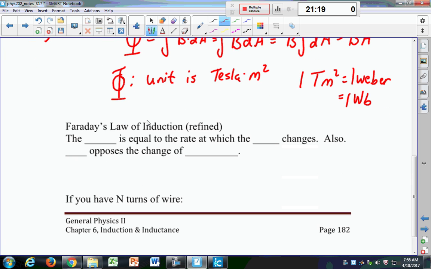It says that the EMF is equal to the rate. I've already said this, but just a little bit differently. It is equal to the rate at which this flux changes. You know, that's the phi. It's the rate at which that changes. And then also, the EMF generally opposes the change of the magnetic flux. That's phi. We'll see this in a bit, but I'll leave it at that. We'll come back to it.